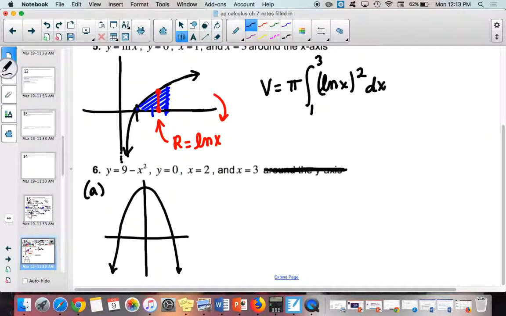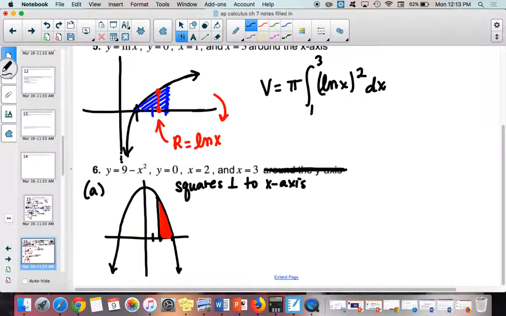Oh, the negative. At 3 and negative 3. Yeah. And we're going from 2 to 3. So we have this little shaded region right there. And let's say for part A that we want squares perpendicular to the x-axis.